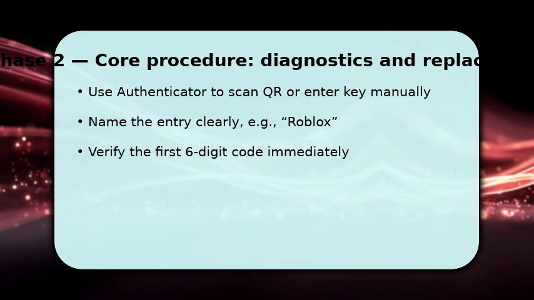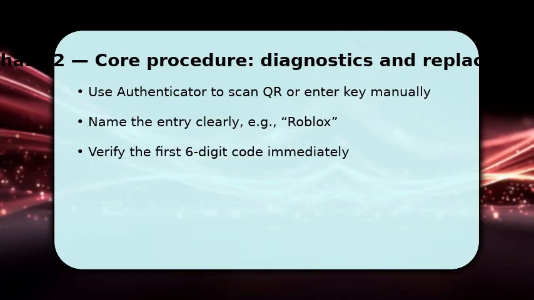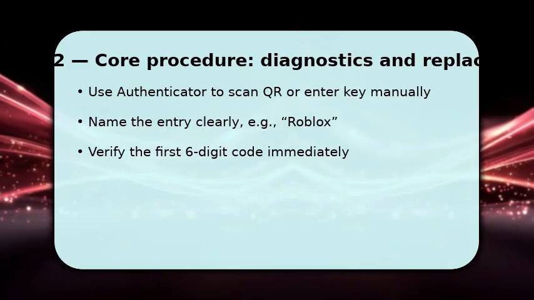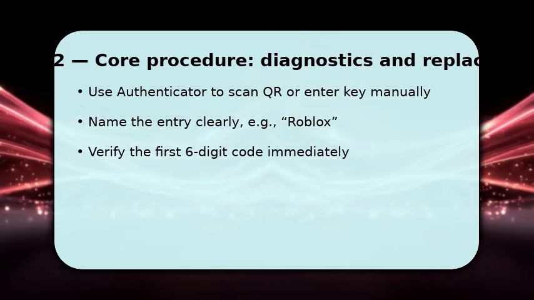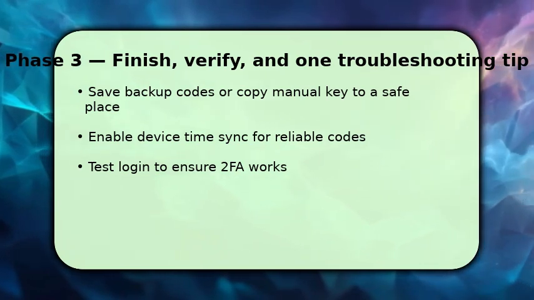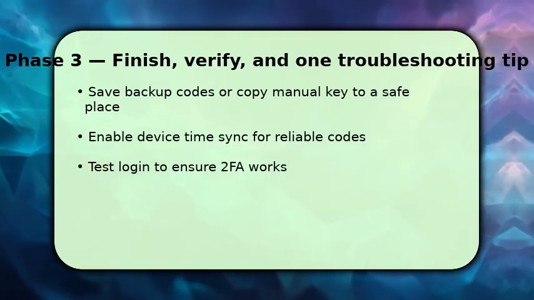If it fails, double-check device time settings. After successful verification, Authenticator and Roblox are linked, and you'll see confirmation on the Roblox security page. Complete the process by saving backup codes Roblox offers and storing the manual key somewhere secure. This prevents lockout if you lose your phone.